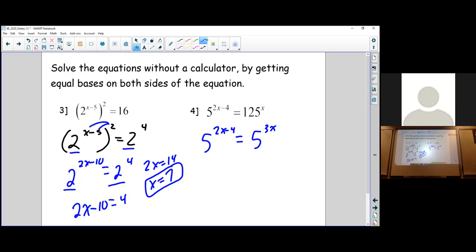Now my bases are equal, so I can just set my exponents equal to each other and solve. Subtract 2x from both sides. So we find that x equals negative 4.